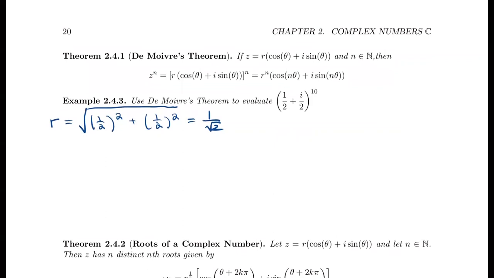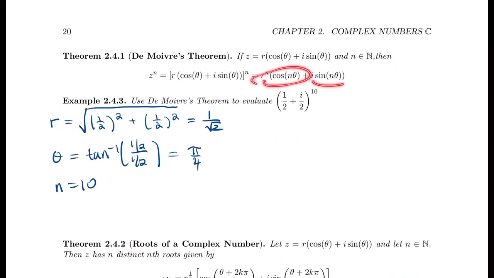And then we're going to find the theta. So we could just do tan inverse of (1/2) divided by (1/2), which is equal to 1. So that's just going to be equal to pi over 4. And since n here is going to be equal to 10, well, we could just go ahead and put all of the stuff in.